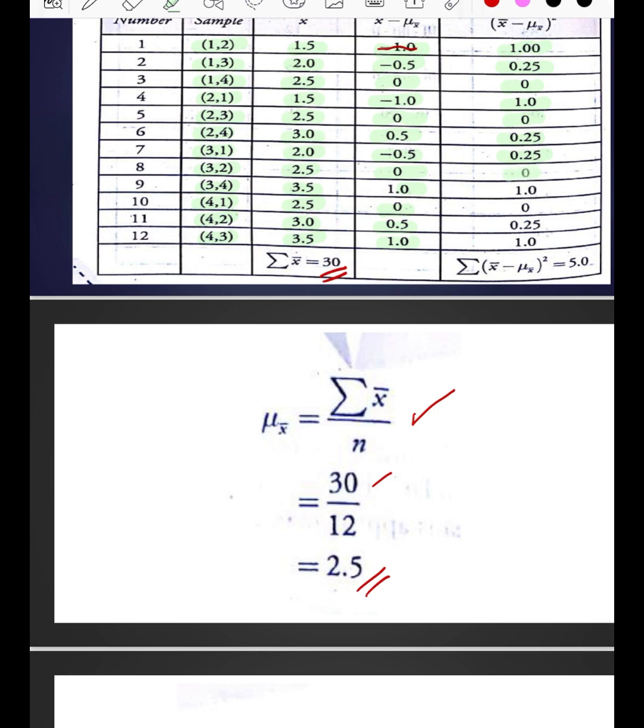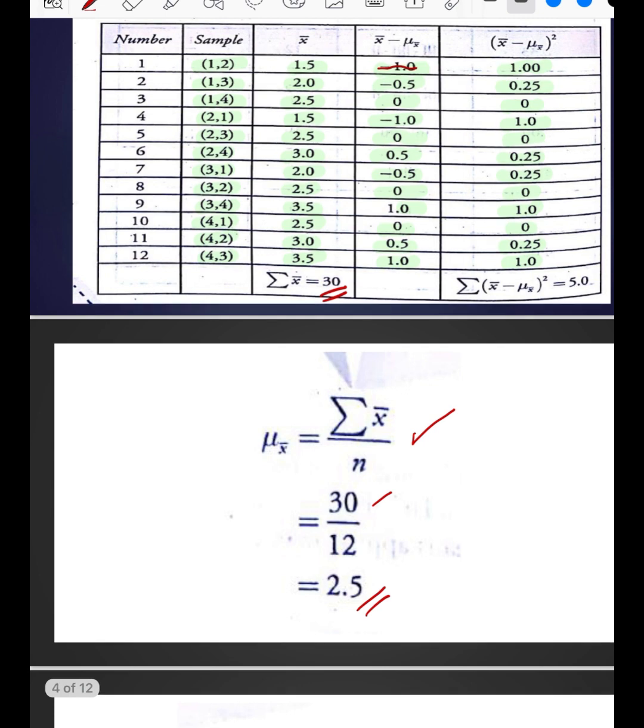The square of 0 is 0. The square of 1 is 1.0. Also, the square of 0 is 0. 0.5 squared is 0.25 and 1.0 is equal to positive 1.0 when you square it. And getting the summation now of the squared deviations is equal to 5.0.